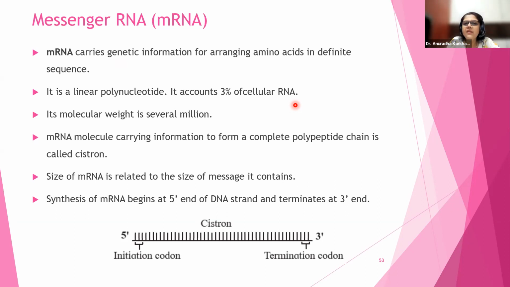Synthesis of mRNA begins at the 5 prime end of the DNA and terminates at the 3 prime end of the DNA. Okay? So it's always from 5 prime to 3 prime. Please remember this. Anything that is going to be synthesized, let it be DNA synthesis, let it be RNA synthesis, it is always going to take place from 5 prime to 3 prime. Got it? This is your mRNA.